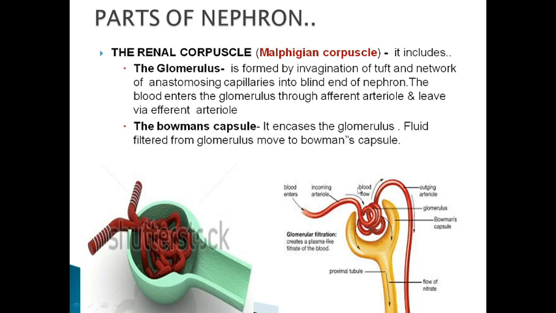Okay. So this tuft has an entry site and an exit site. The entry site from where the blood enters is known as the afferent arteriole, and the site from which the blood exits is known as the efferent arteriole. Right. Now this tuft of capillaries is invaginating this cup-shaped structure which is known as the Bowman's capsule. Okay.